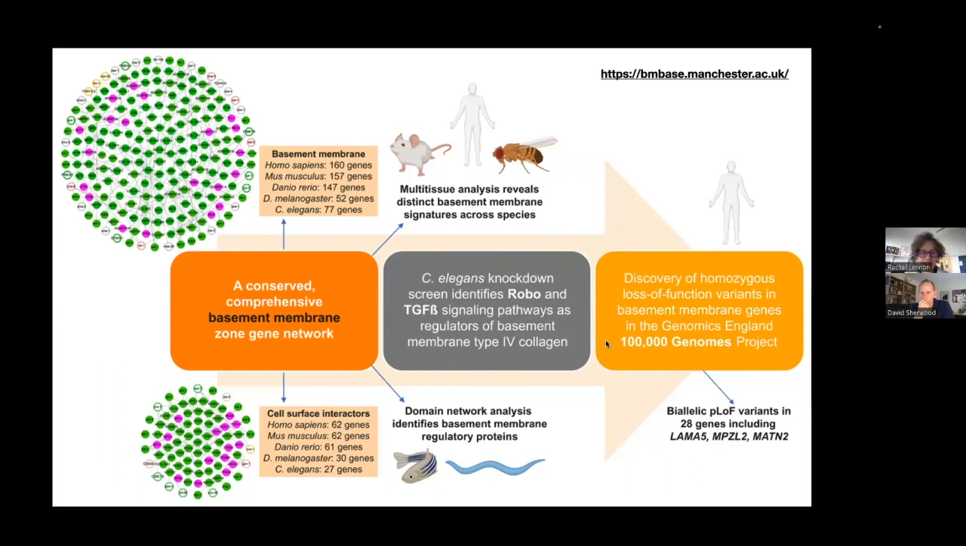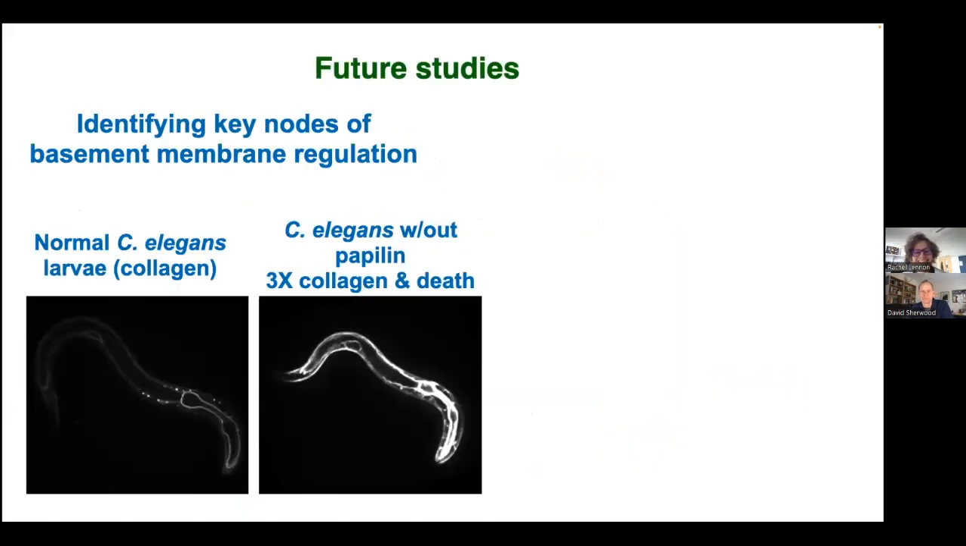So where does this go next? Well, I'll hand back to Dave to explain first. Sure. Thanks, Rachel. So one of the things now with being able to identify key nodes, we can rapidly go through them and see what their functions are in basement membranes. And one of them that I hinted at earlier is papillin, which is highly conserved but incredibly poorly studied. When we knock it out of C. elegans, it results in early larval lethality and very misshapen organs and a threefold increase in type 4 collagen.